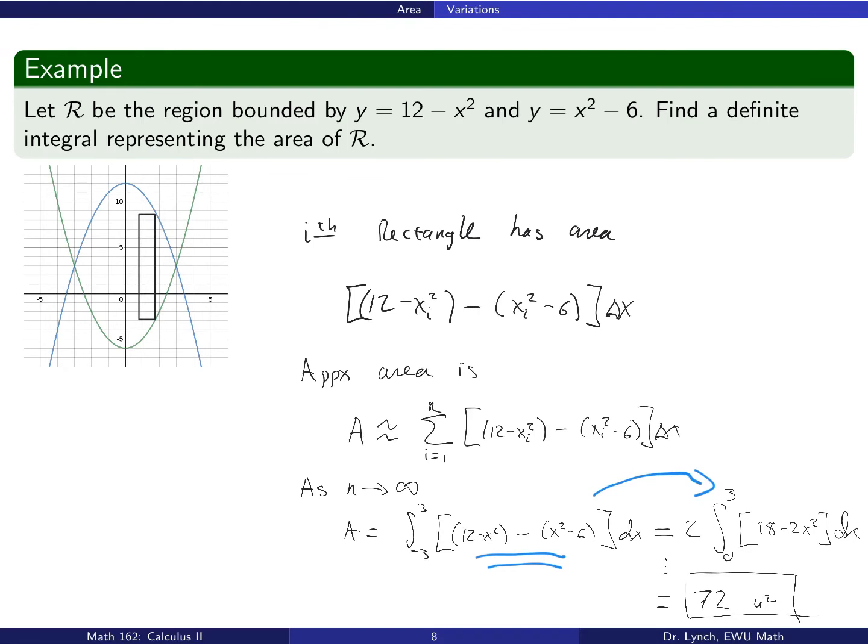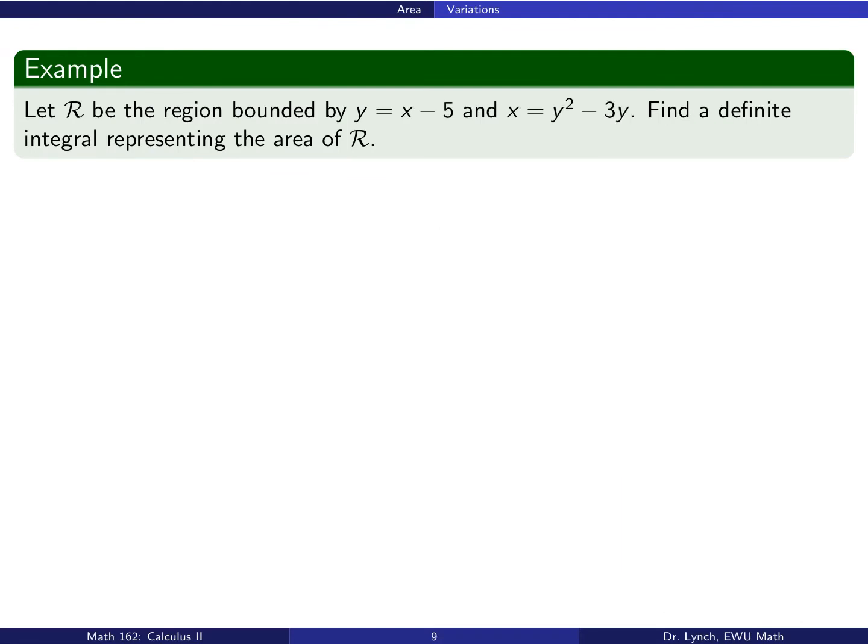Okay, another example here. Let R be the region bound between y equals x minus 5, a line this time, and x equals y squared minus 3y. The goal is to find a definite integral representing the area of the region R.